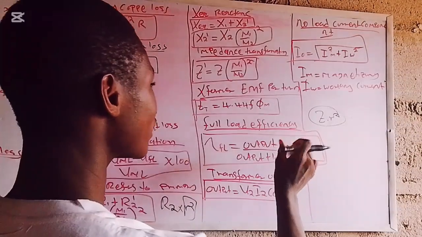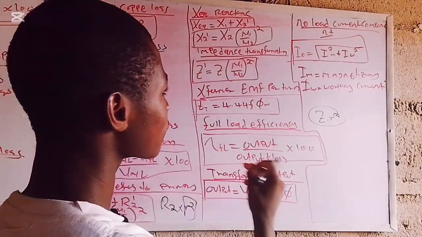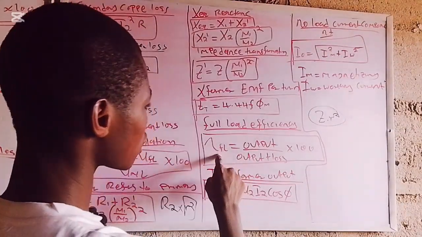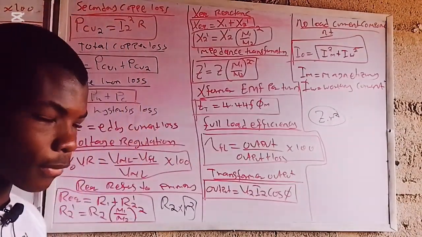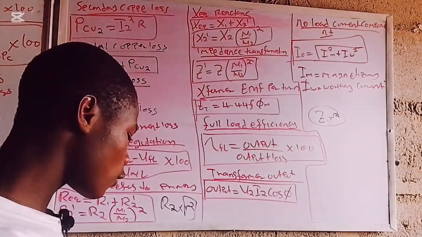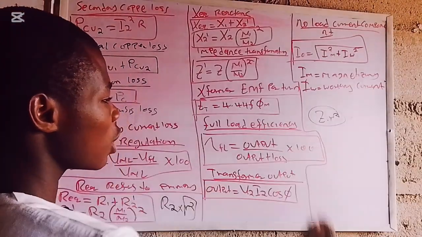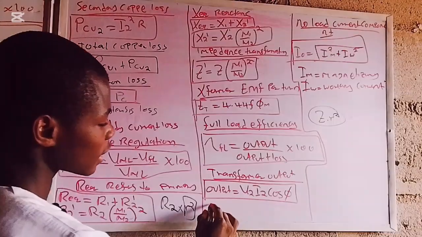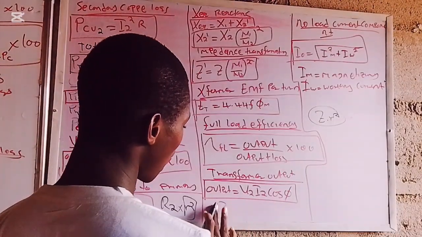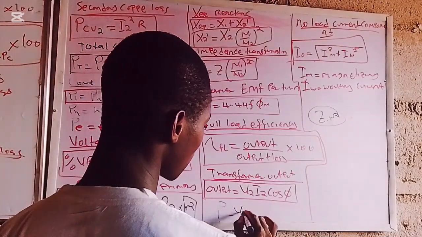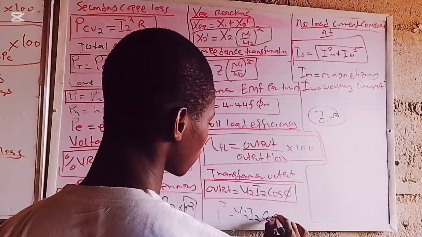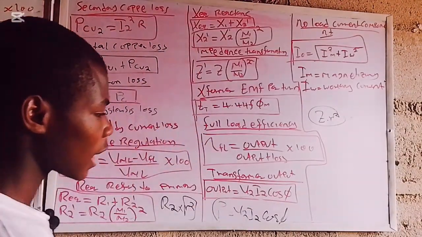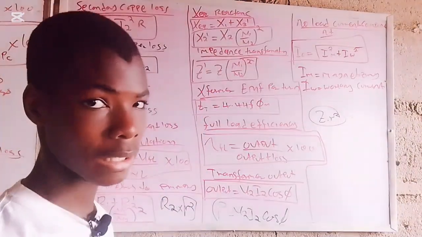We have the full load transformer efficiency. There is full load and there is no load. So this is the full load transformer efficiency, which is output over the output plus the loss, multiplied by 100. And also we have the transformer output, which is equal to the power output, which is V2 I2 cos psi. I think this formula can also be used to find the power factor.